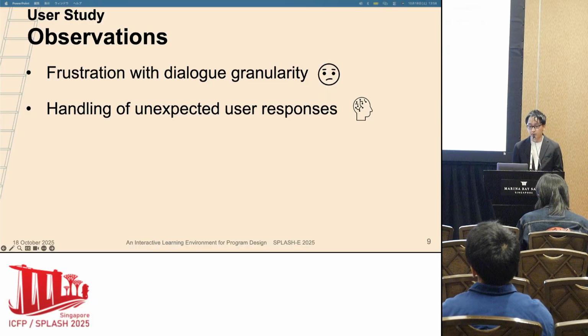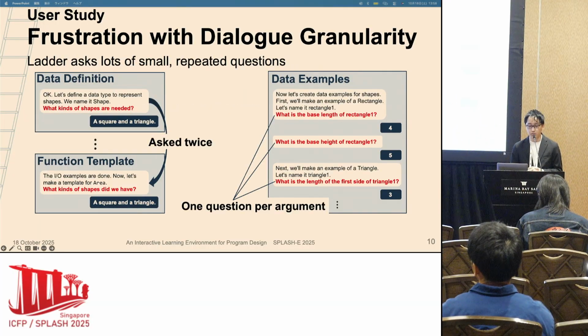Here, I will share 2 observations we made from our analysis. We looked at how students actually interact with Ladder and how robust the LLM-based guidance was. First, many students were frustrated by dialogue granularity. Second, in many cases, Ladder was able to handle unexpected responses from the students. Let's start with the first observation.